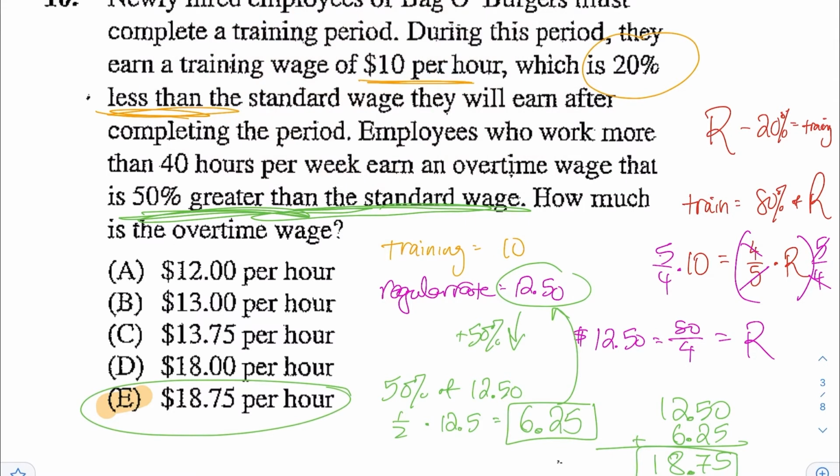All right, so to do this percent question, you have to rewrite the equations, and you have to multiply by the reciprocal often to isolate the variable.